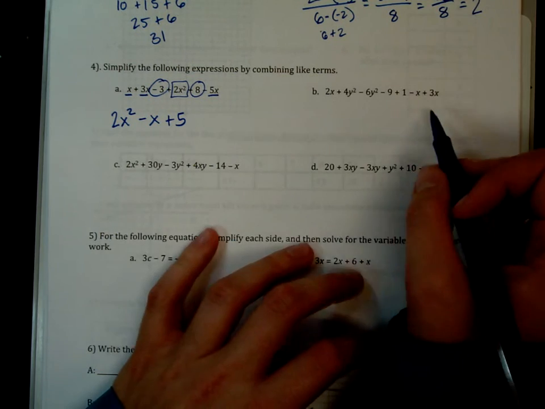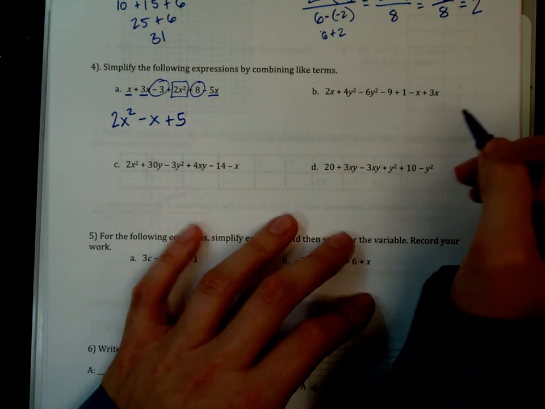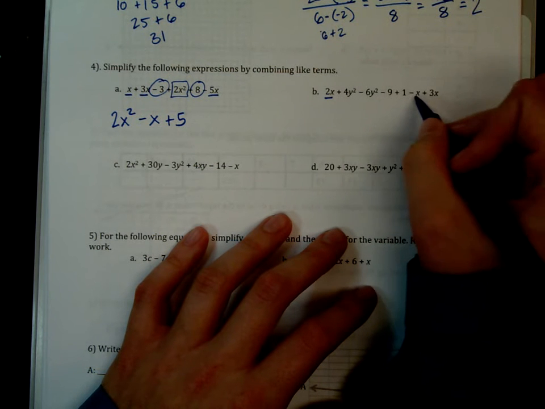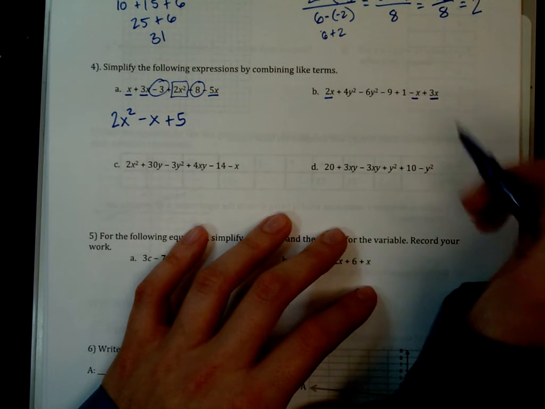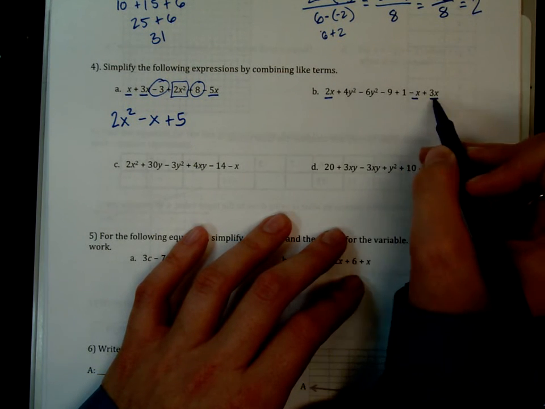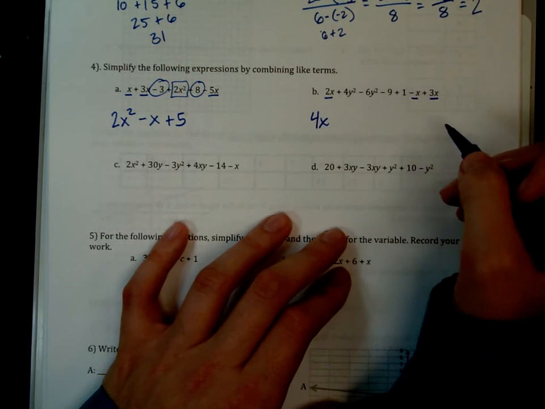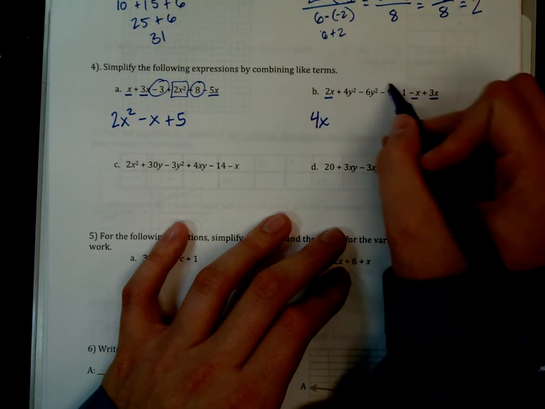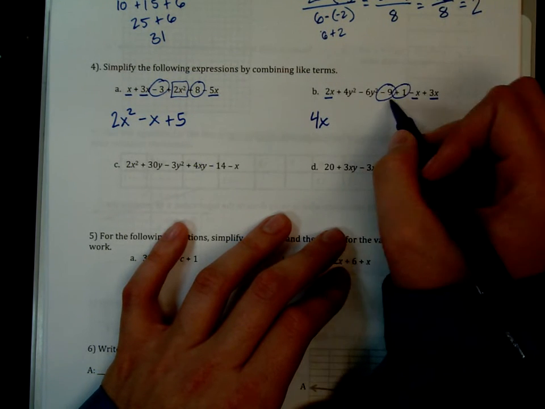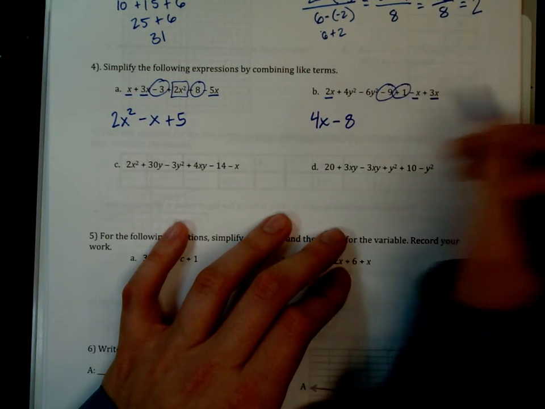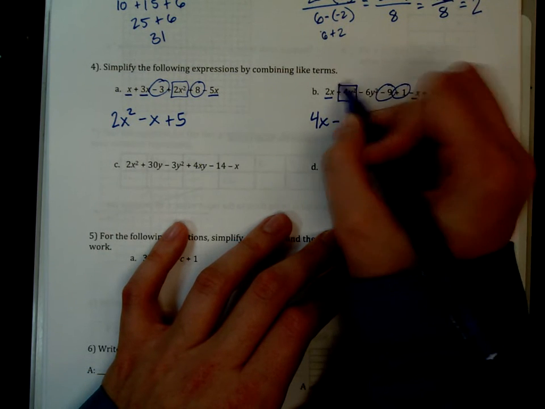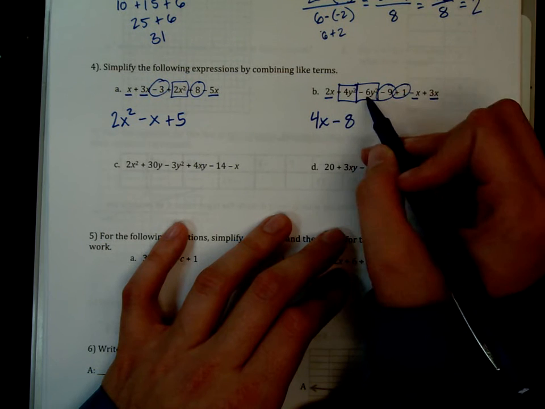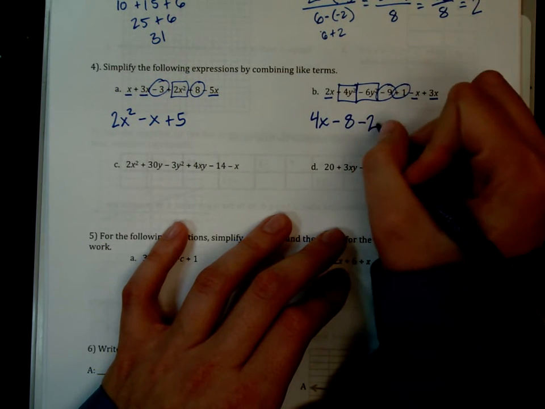Over here I've got, let's see, I'll do my x's first. 2x minus x and then 3x. So 2x minus x is 1x plus 3x is 4x's. I have no y's. I have -9, +1. That'd be -8. And then I have these y squareds. So that's plus 4y squared minus 6y squared is minus 2y squared.